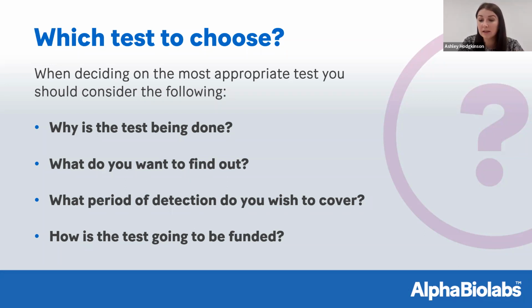If you want to know patterns and history of drug use, then you're going to want to go for a segmented hair test. If you are just wanting to prove that your donor abstained and they know that they have and you know that they have, then an overview would be sufficient with a certificate of analysis at the end. So really wanting to know what you want to get out of the testing.